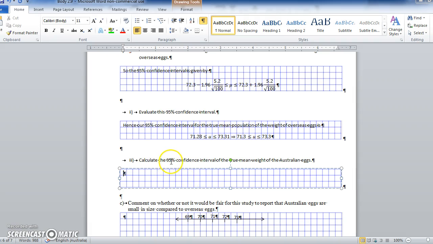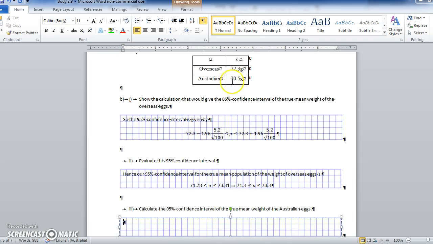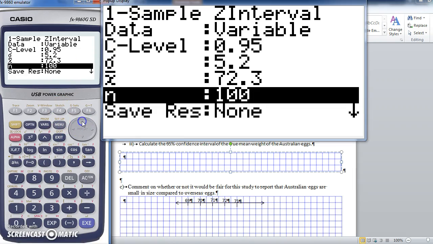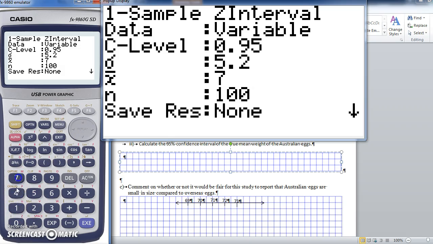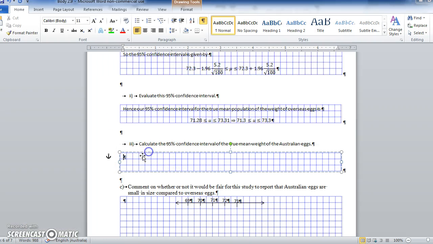Now we've got to calculate the 95% confidence interval for the true mean weight of the Australian eggs. Again, a calculator exercise. So 70.5, I'll need to remember that. Standard deviation is the same, sample size is the same, we just change the mean to 70.5, we execute, and we get 69.48 and 71.5.